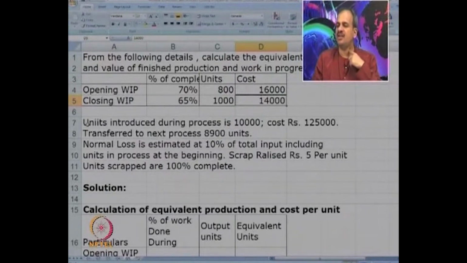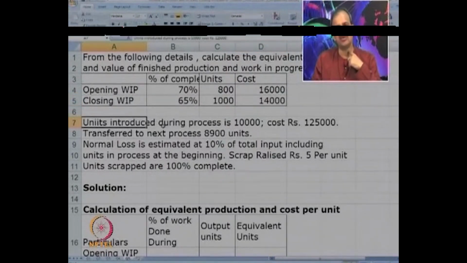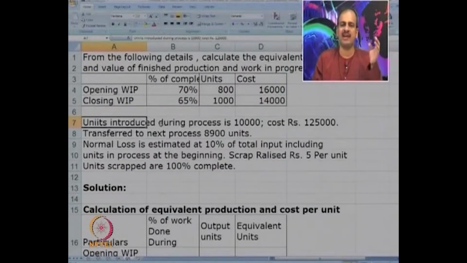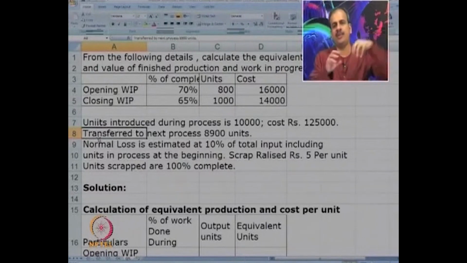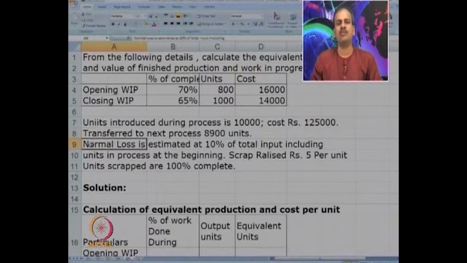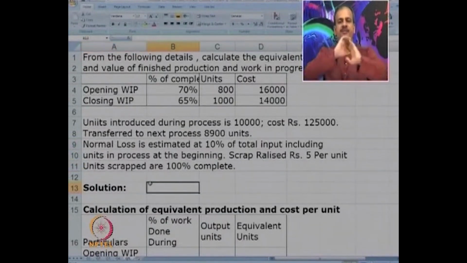Now units introduced during the process are 10,000. The cost is given as 1,25,000. Transfer to next process is only 8,900. So I have put in 10,000, I have sent out 8,900. The normal loss is estimated at 10% of the total input, including units in the process at the beginning. Scrap is realized at 5 per unit, and the units scrapped are also 100% complete.